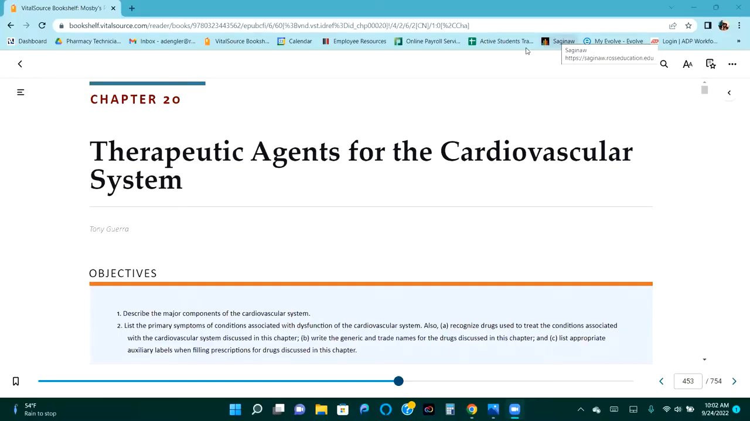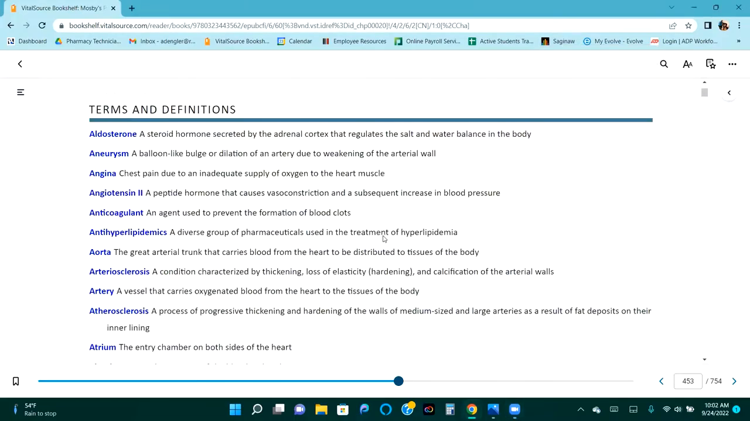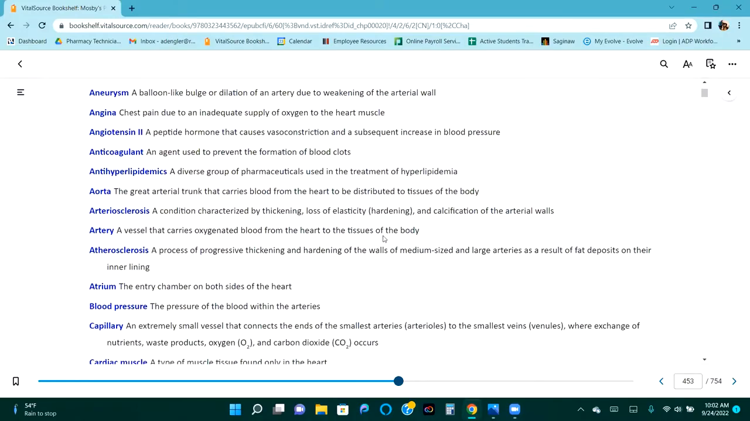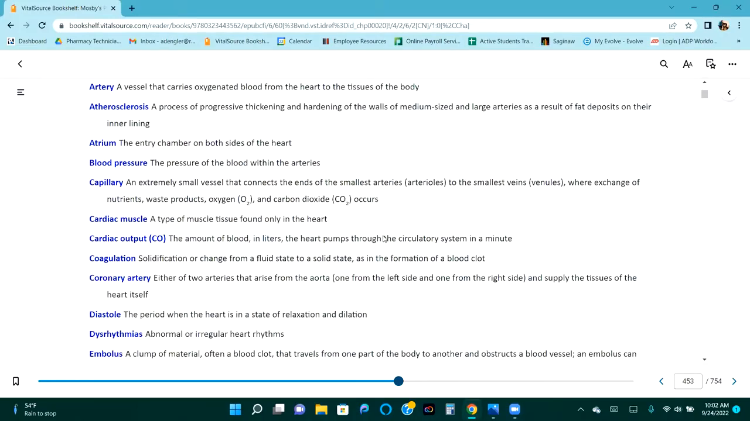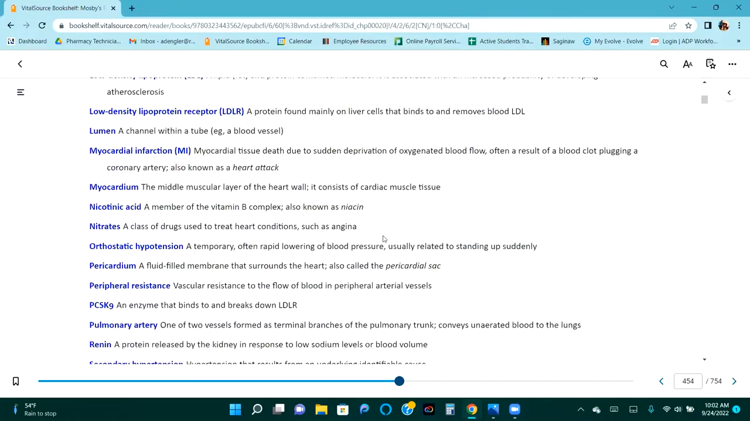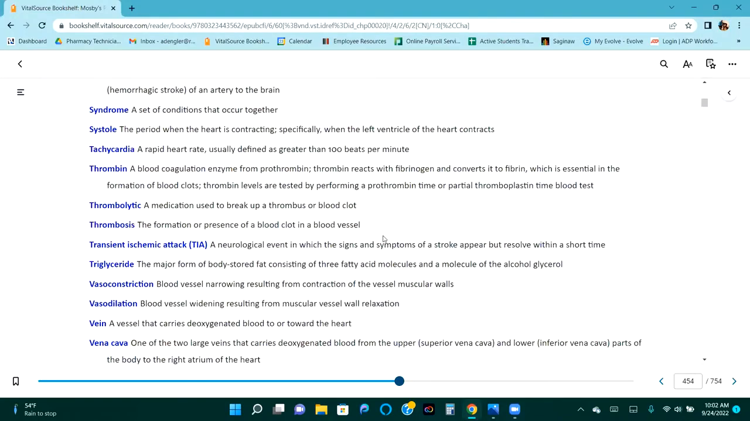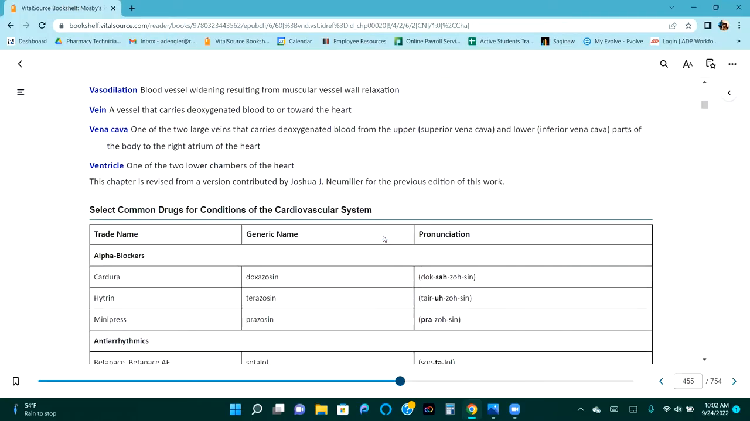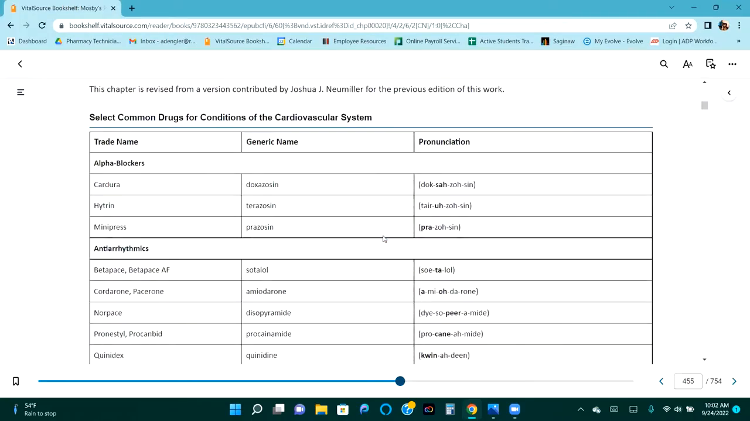Chapter 20, Therapeutic Agents for the Cardiovascular System. I'll skip over the terms and definitions for now, but we'll go through them as we progress through the chapter. There's quite a few for this chapter.